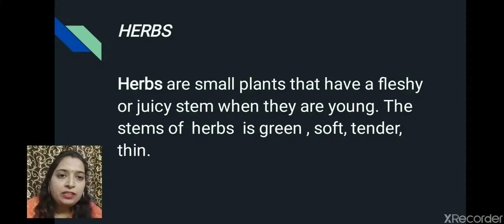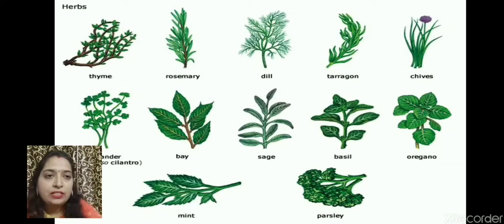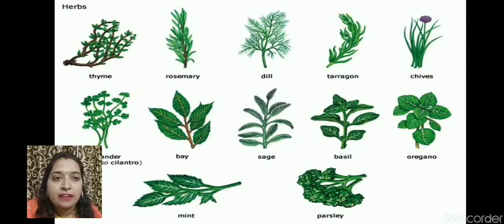So if you see here, there are many examples of herbs. What are the examples of herbs? Mint, coriander, then tulsi. Other examples are chives, bay. Okay, you can see so many examples. If you are seeing these plants, children, you can see they have a very soft and tender stem. Also they are looking green in color.